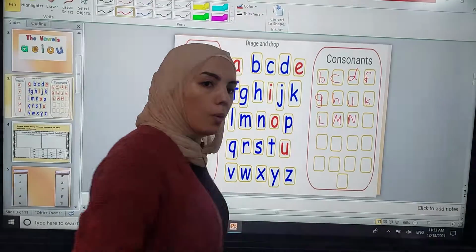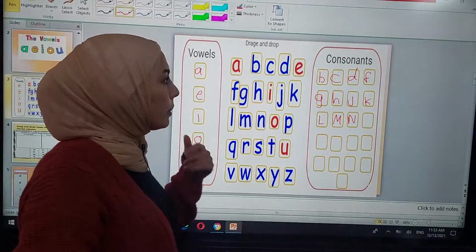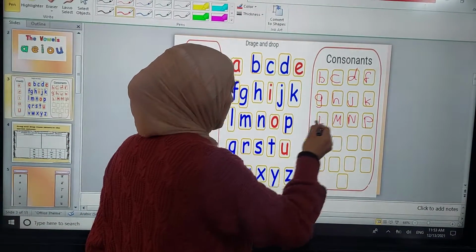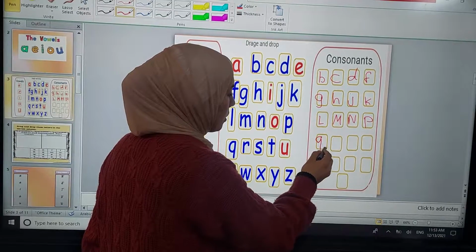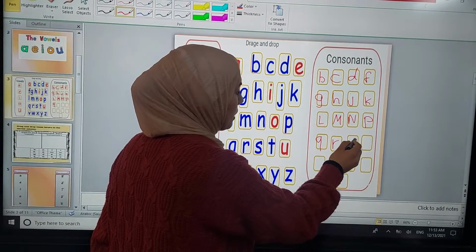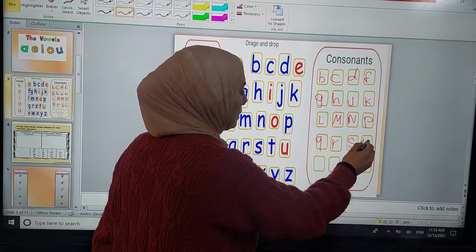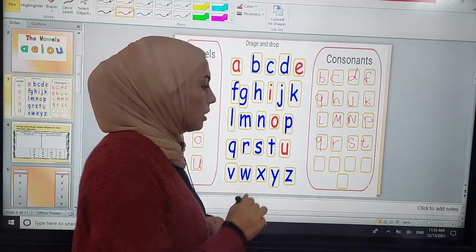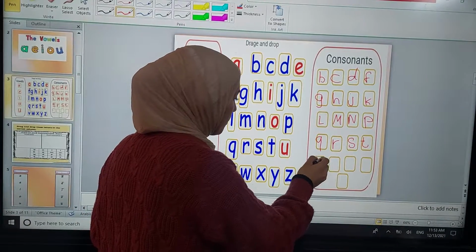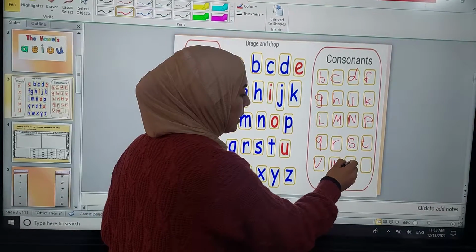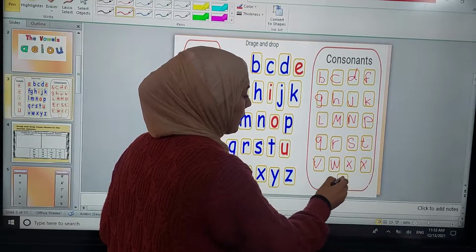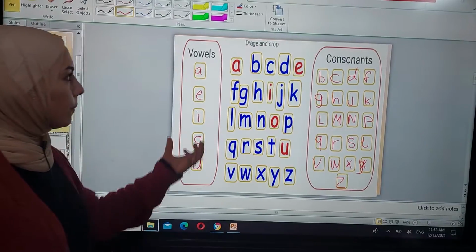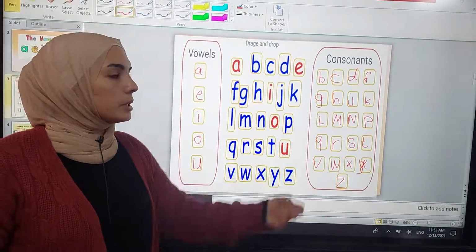Should we write O? No, it's from vowels, not consonant. So we will move to the next one, which is P, Q, R, S, T. Should we write U? No, it's vowel. Good job. So we will move to the V, W, X, Y, and Z. So this group is vowels and this group is consonant.